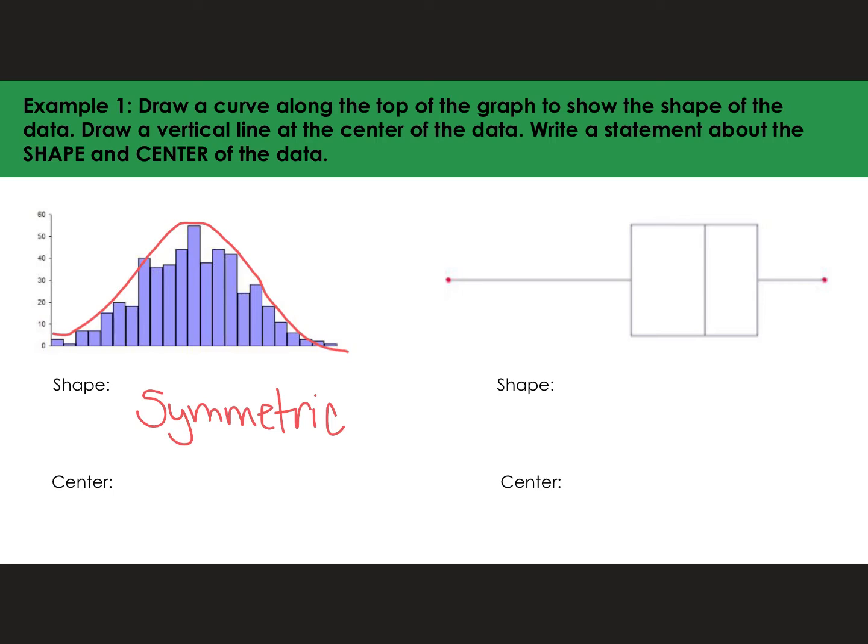Now it asks me to draw a line through the center and write a statement about the center as well. If I were to fold this in half, if my drawing was better, it looks like the center is in the center. So I would say that the data is in the center.